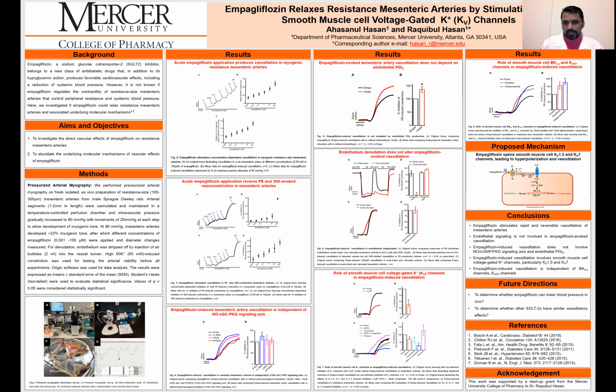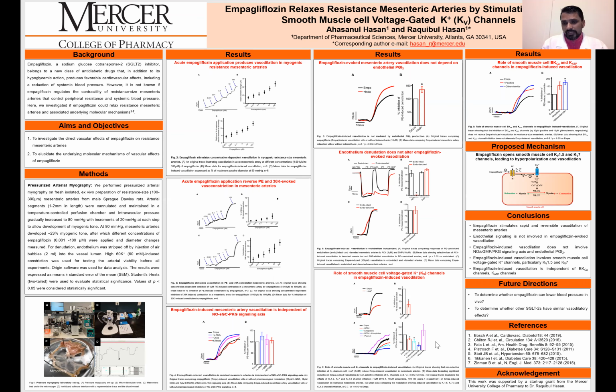So initially, we used the non-specific inhibitor of the voltage-gated potassium channel. As shown in figure 7, panels A and B, the non-specific inhibition of the Kv channel caused a significant reduction in the EMPA-mediated dilation. Panels C and D show that specific inhibition of Kv 1.5 by DPO-1 and Kv 7 by linopirdine significantly reduced the EMPA response.